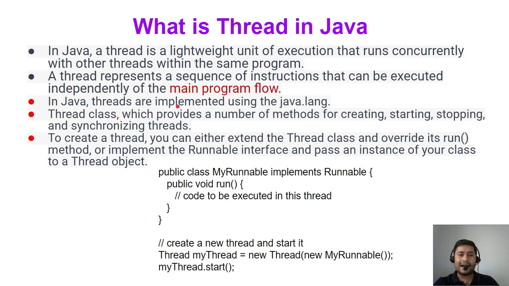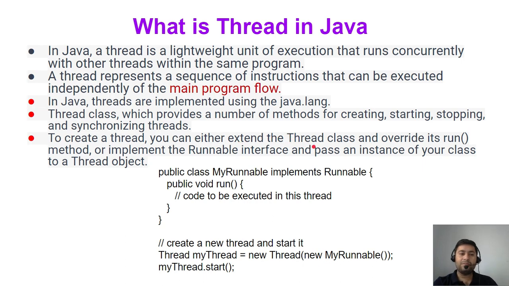In Java, threads are implemented in the java.lang package, in the Thread class, which provides a number of methods for creating, starting, stopping and synchronizing threads. All those things you can do with the help of Thread. To create a thread, you can either extend the Thread class and override its run method, or implement the Runnable interface and pass an instance of your class to the Thread object. That is a very important point, you have to remember it. In Java we can create a thread in 2 ways.